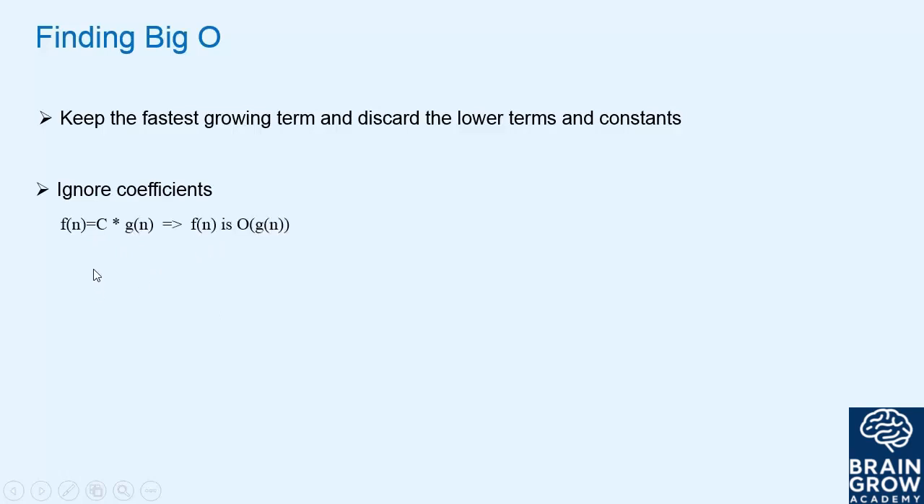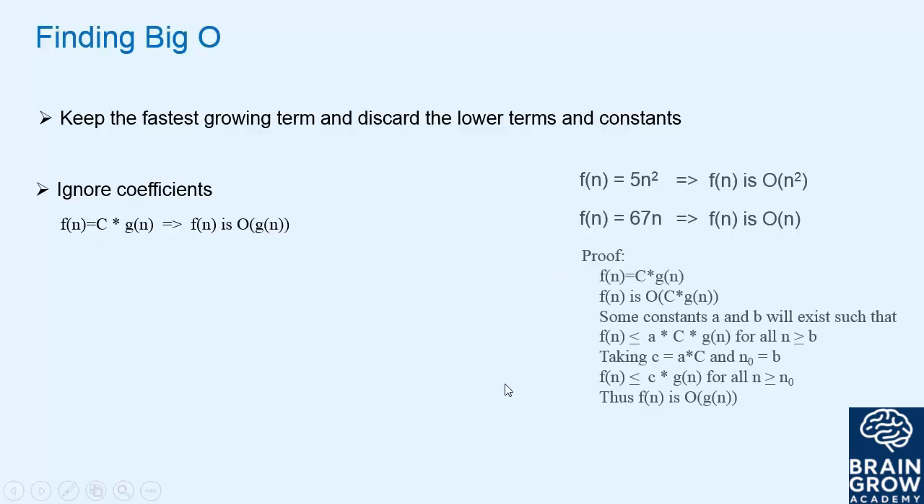That is, if a function f is c times function g, where c is a constant, then we can say that f is order of g. For example, if we have this function f equal to 5n square, then we can ignore this coefficient 5 and say that f is order of n square. Similarly here, if we have this function f(n) equal to 67n, we can ignore this coefficient 67 and say that f(n) is order of n. Here is the proof of this rule. You can go through it if you want.